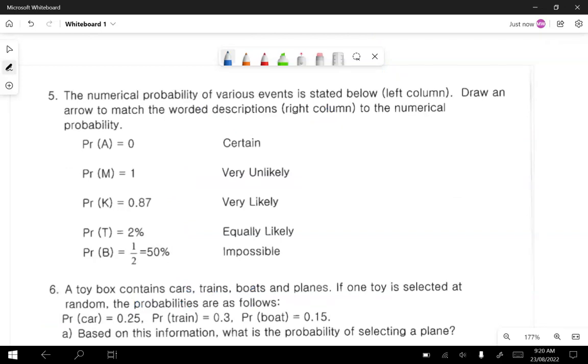Question 5 is getting us to have a look at numerical probabilities, and then it's asking us to match up the best description for them. Now, before we even start this one, probability works a little bit differently on a number line to everything else. Normally, number lines have got arrows on each end because they go on forever, but probability number lines do not. They start at 0 and they go up to 1, okay?